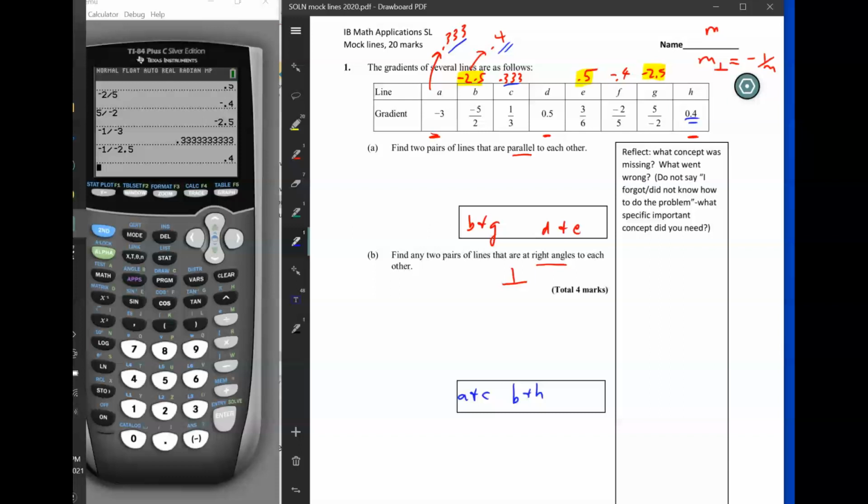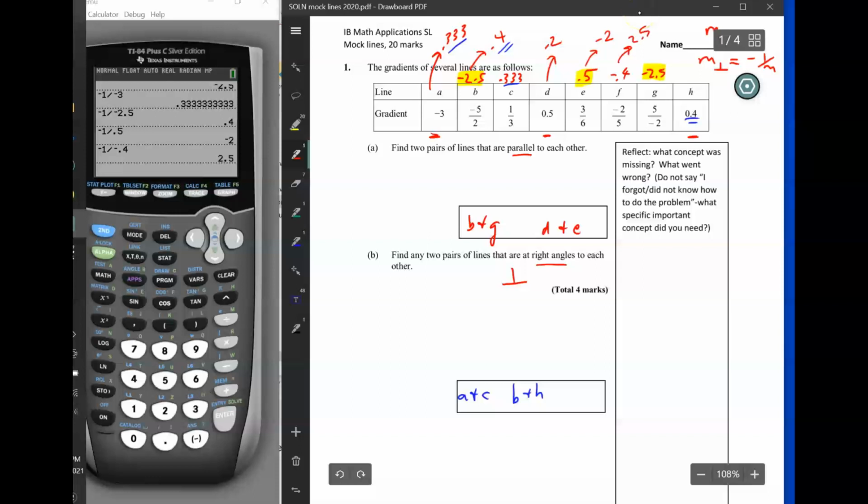And then D, let's see, what is the perpendicular for D? It would be negative 1 divided by 0.5, which is negative 2. Any negative 2's here? No, nothing that is negative 2. What about 0.5? Well, we've already done 0.5. We already know that for 0.5, the perpendicular is negative 2, and we know that there's no negative 2. What about negative 0.4? What is the perpendicular of negative 0.4? It would be negative 1 divided by negative 0.4, which would be 2.5.